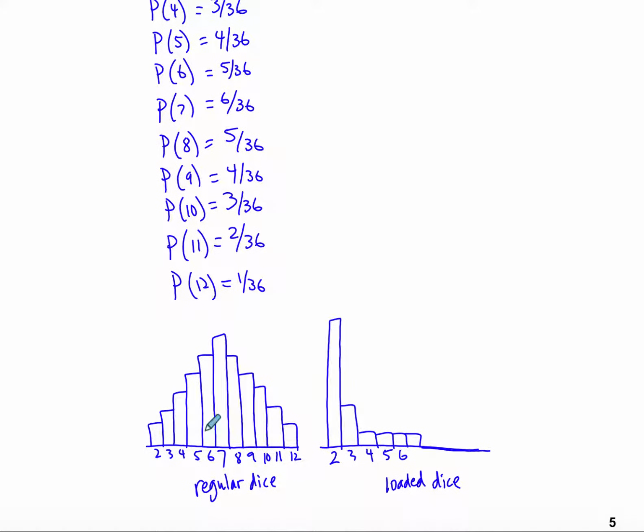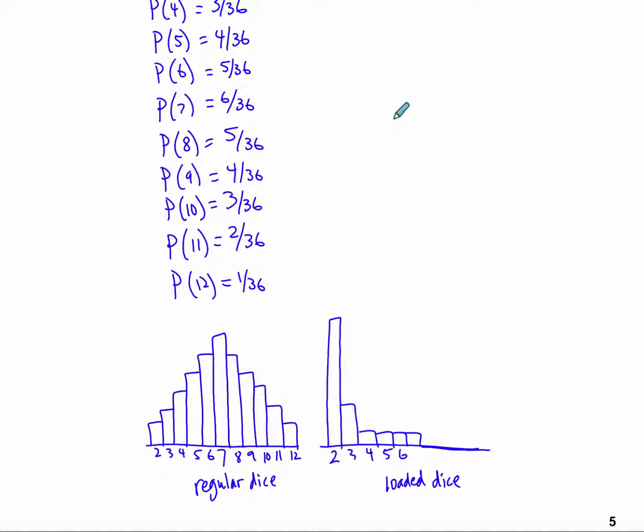If you rolled loaded dice, then you might not see that. In fact, you might see a 2 come up way more often than any of the other numbers. So if you got a distribution like this when you were doing your experimental probabilities, and you did it enough times, you would notice that 2 comes up way more often than it should, which tells you this is a loaded die and not a fair die.